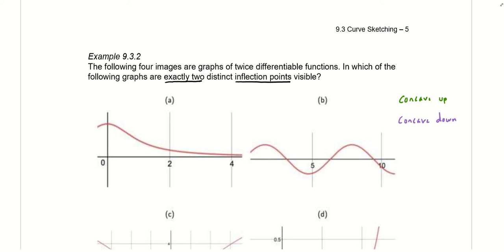So if I start with A, I can note that I have that concave down shape, that upside down cup or the frown shape, until I hit maybe right about there. And then it looks like my function switches to being concave up, or the cup shape, beyond that. So it looks like on this graph I have 1 inflection point. I'll put a little star there.